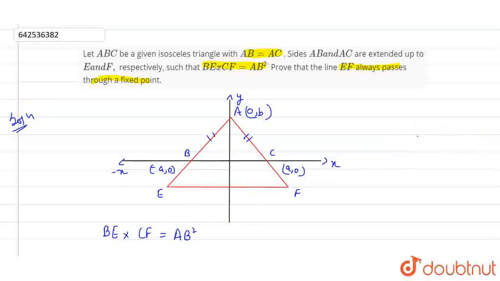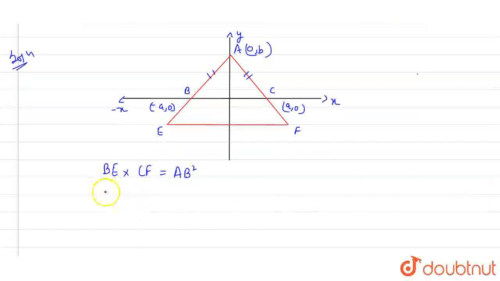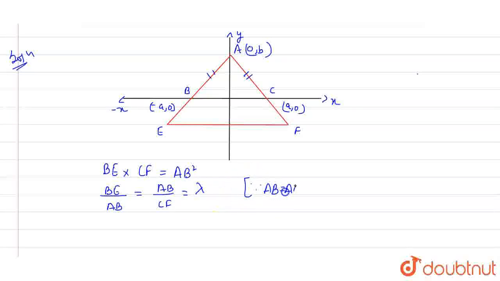Okay, so now it can be written as BE cross CF. We can write BE by AB equals AB by CF, and we can take it as lambda. Suppose let's take it as lambda, and here we also know that AB equals to AC, so we can write AB as AC also. So we will write BE by AB equals AC by CF, which is equal to lambda by 1. Okay, so from this we can depict that this line AF is divided into two parts in the ratio of lambda and 1, right? This is what we can write here.